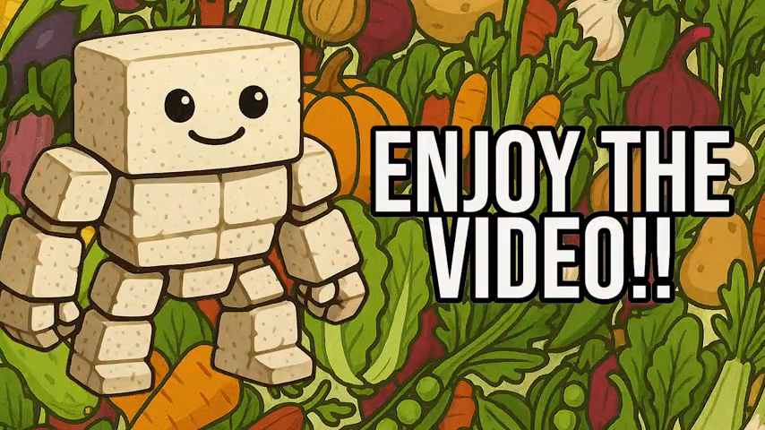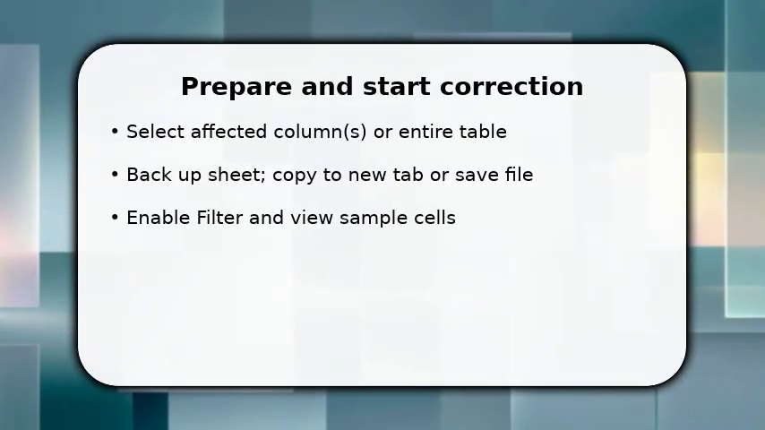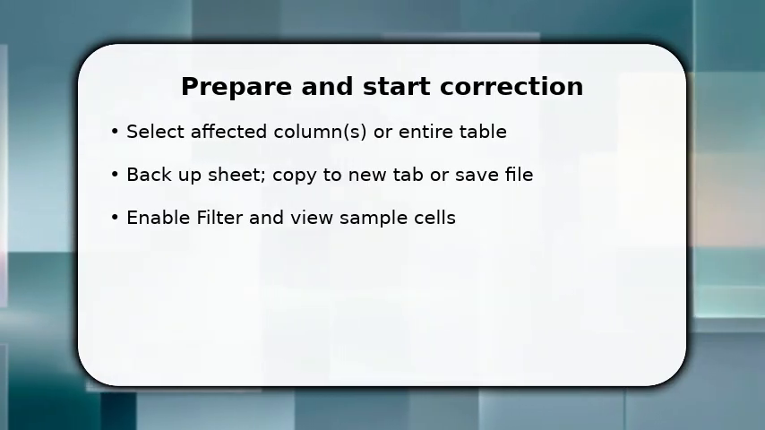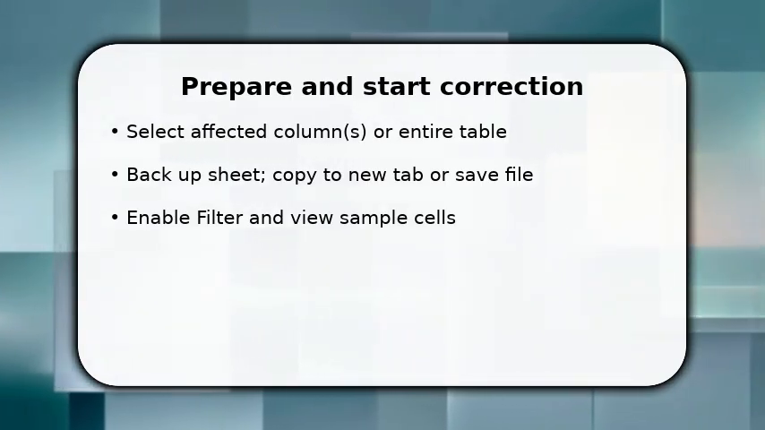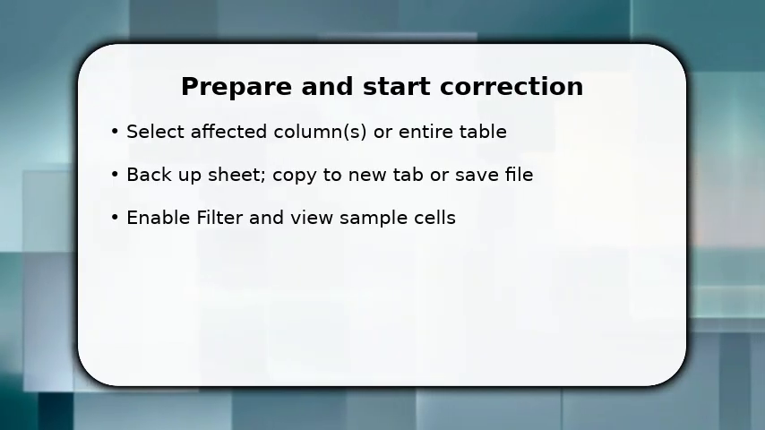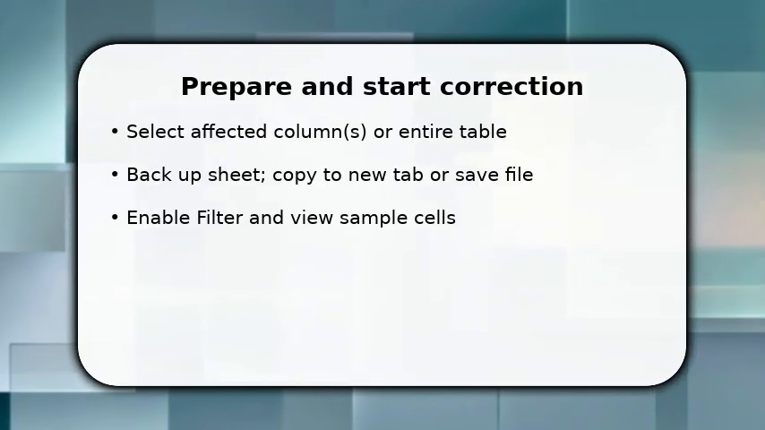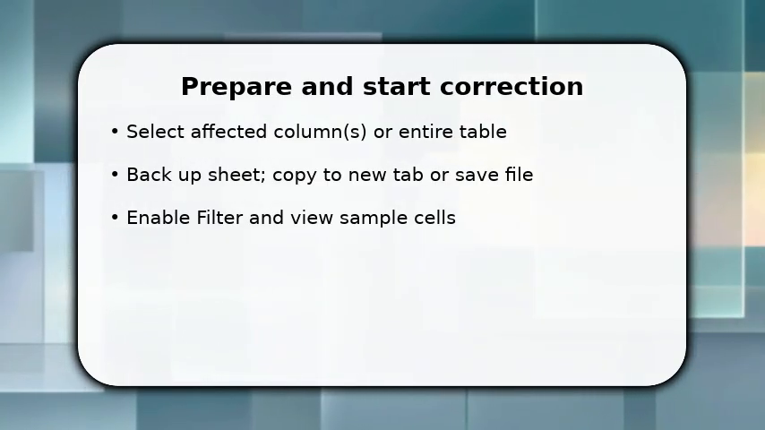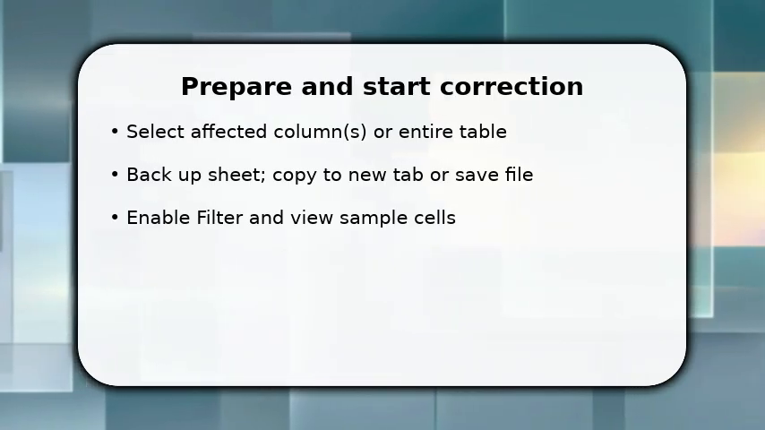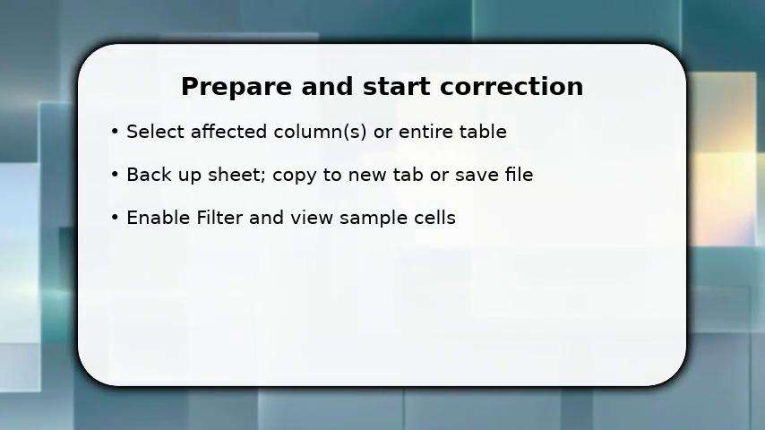Please enjoy the video. You begin by selecting the problematic column or the whole table so changes apply consistently. Make a quick backup, copy to a new tab or save a duplicate file so you can revert if needed. Once done, enable Filter to inspect representative cells and spot patterns, extra spaces, mixed data types, stray characters.